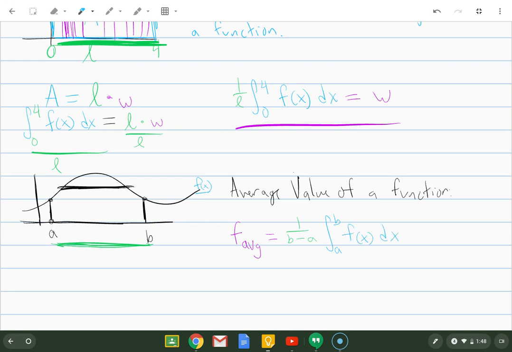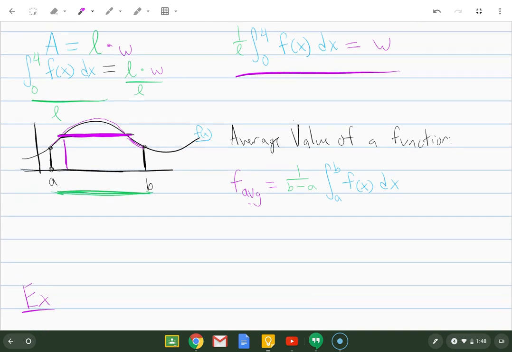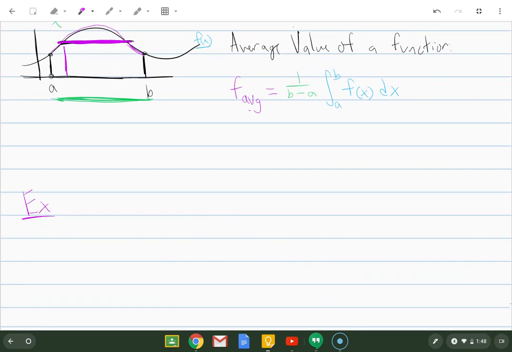All right, so our average value is going to be, where are we going to be on average if we look at our whole thing from A to B. It's going to have some above and some below, right? But this is going to be our average value in between. Okay, so our average value is 1 over b minus a times the integral from a to b of our function. Okay, so let's do an example.